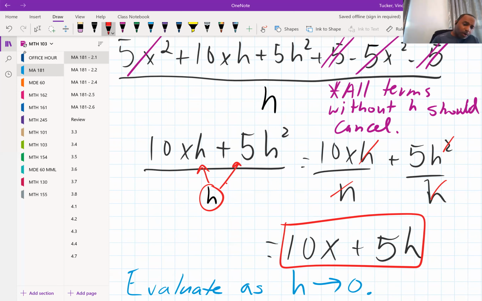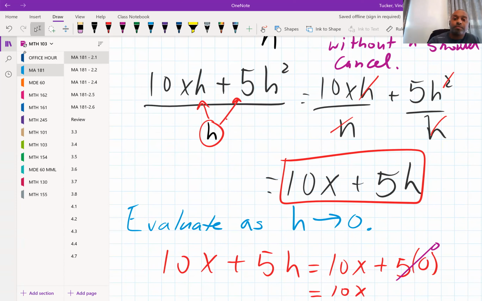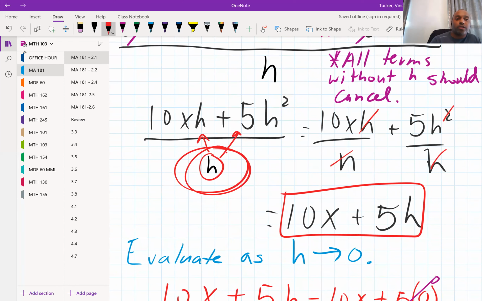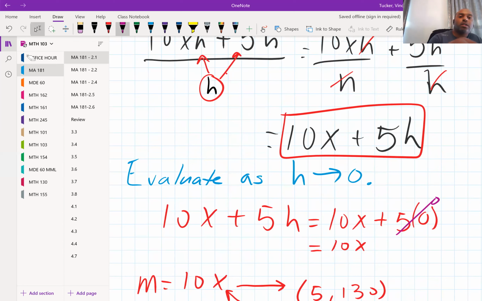Part of the difference quotient, I know I mentioned it back when we did it last class, pre-calc, is that h goes to 0. So you want to evaluate this as h goes to 0. So in other words, we're going to plug in 0 for h. This is why this h down here in the denominator had to cancel out, because we're going to plug in 0 for h. And that leaves us with just 10x. So 10x plus 5 times 0 would just be 10x.